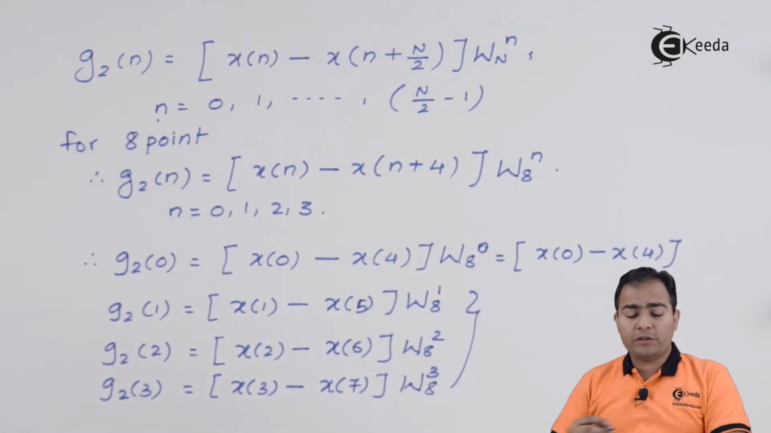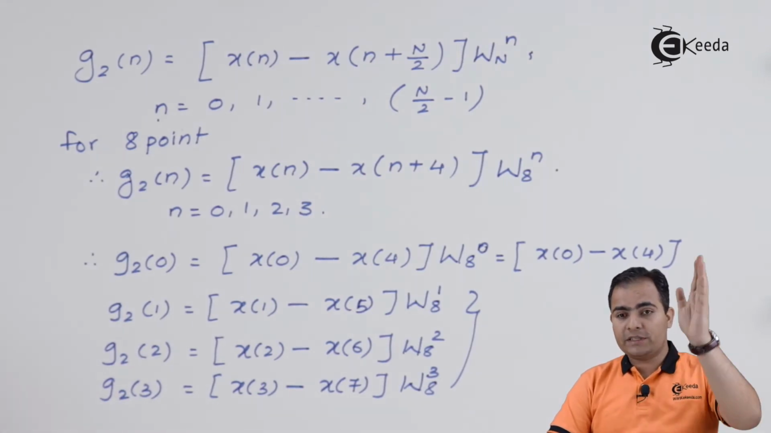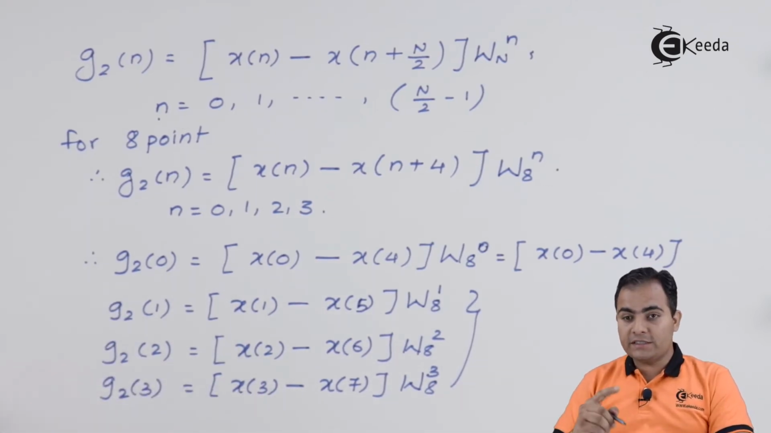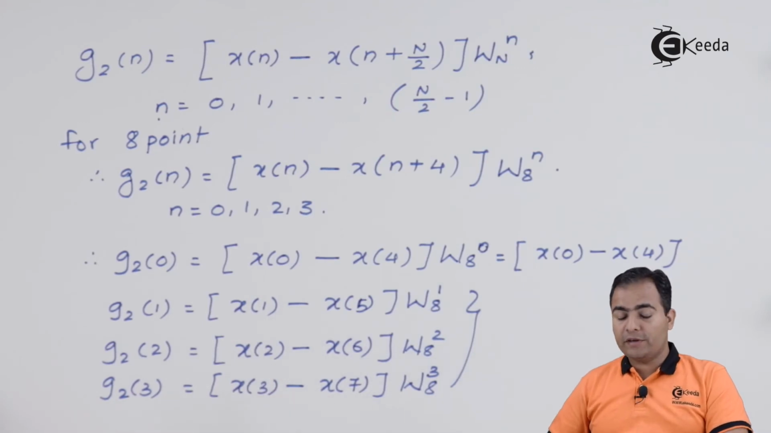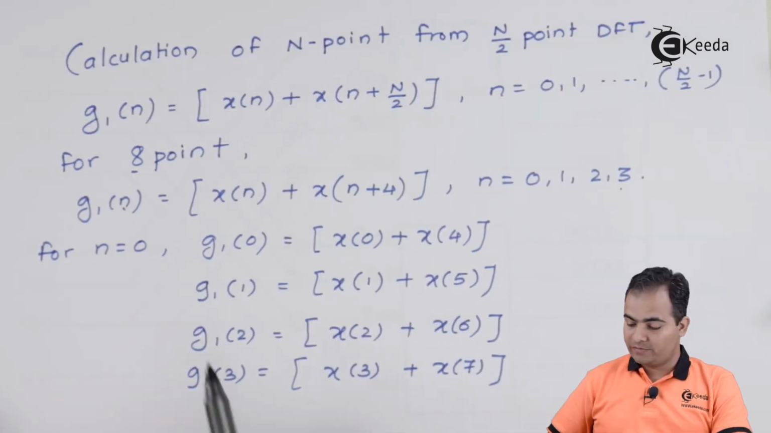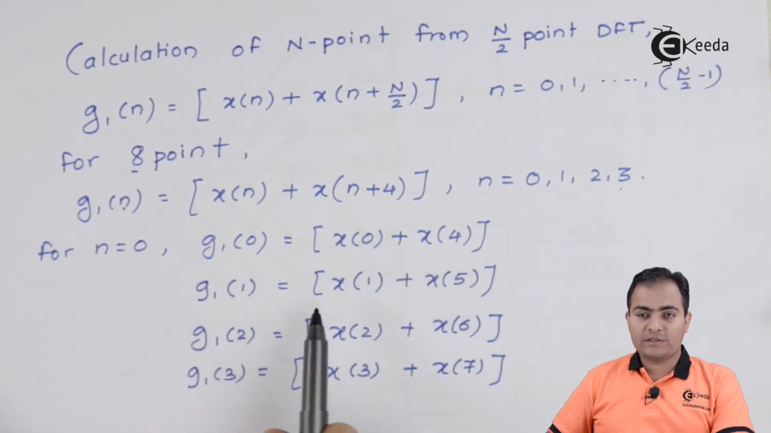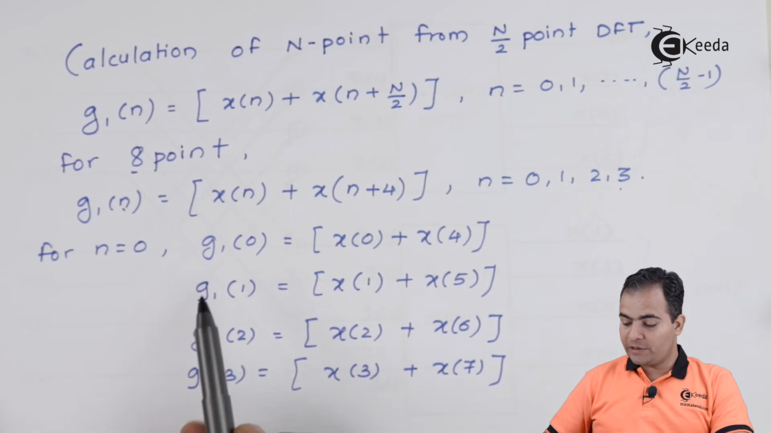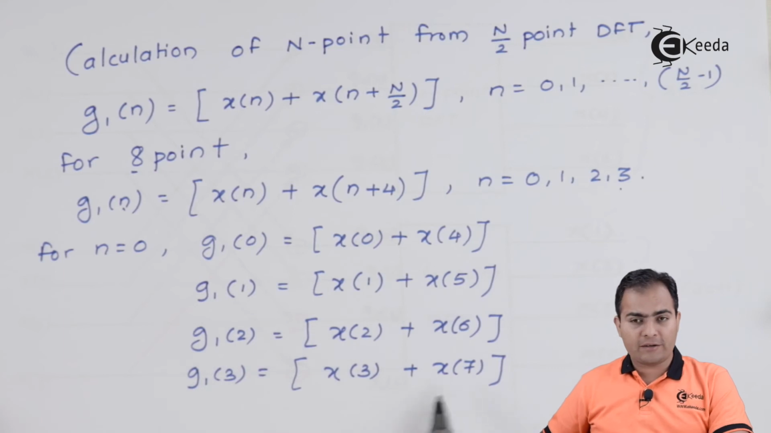Now I'm going to draw the butterfly diagram, but I'll start from x of k, where I have the 8 samples, and then we have calculated the even samples and odd samples, that is g1 of n and g2 of n. According to these equations, we will draw the butterfly diagram. Now basically our g1 of 0 value is x of 0 plus x of 4, g1 of 1 value is x of 1 plus x of 5, similarly x of 2 plus x of 6, and x of 3 plus x of 7. So basically we are going to calculate g1 of 0, g1 of 1, g1 of 2 and g1 of 3 values, but using these 3 calculations.